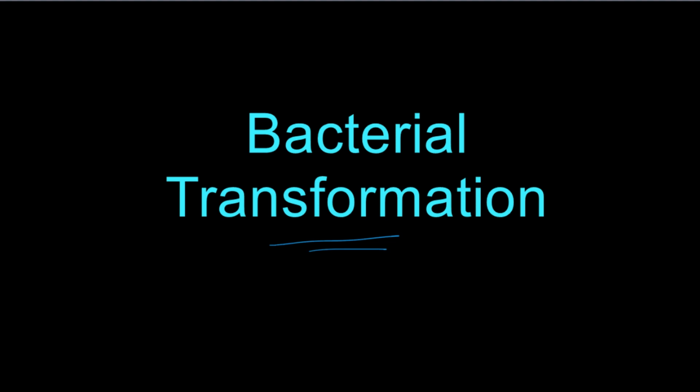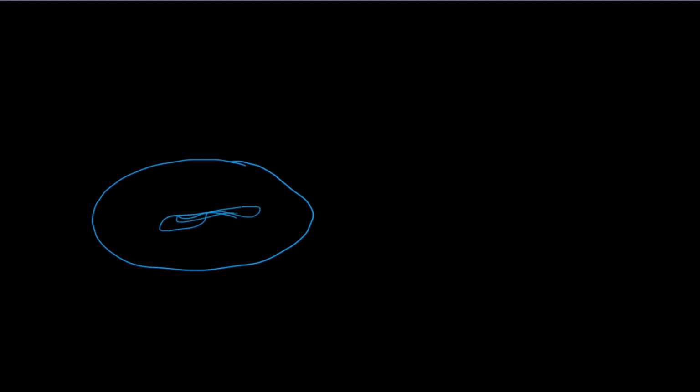So, what is transformation? It is the process by which a bacterial cell can take up genetic material from its outside environment. So if this is genetic material in the extracellular medium of the bacteria, it can take up that genetic material within its own cell by the process of transformation.